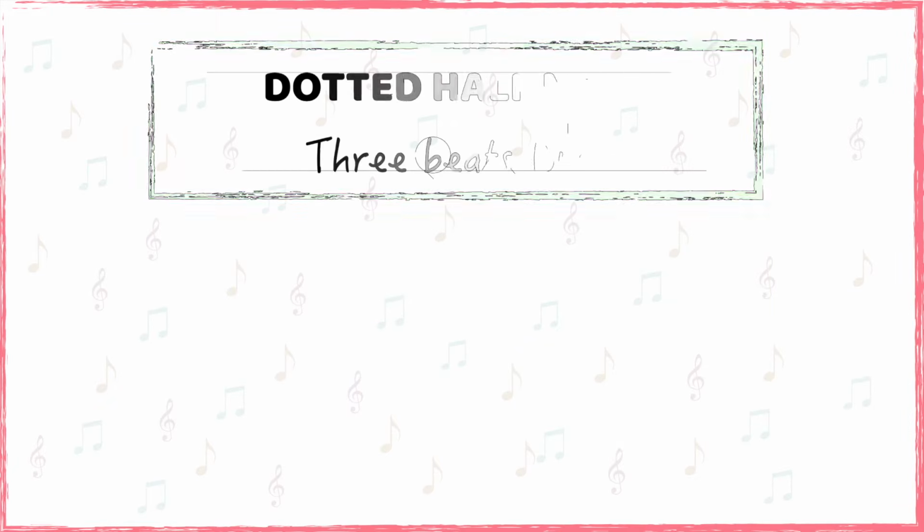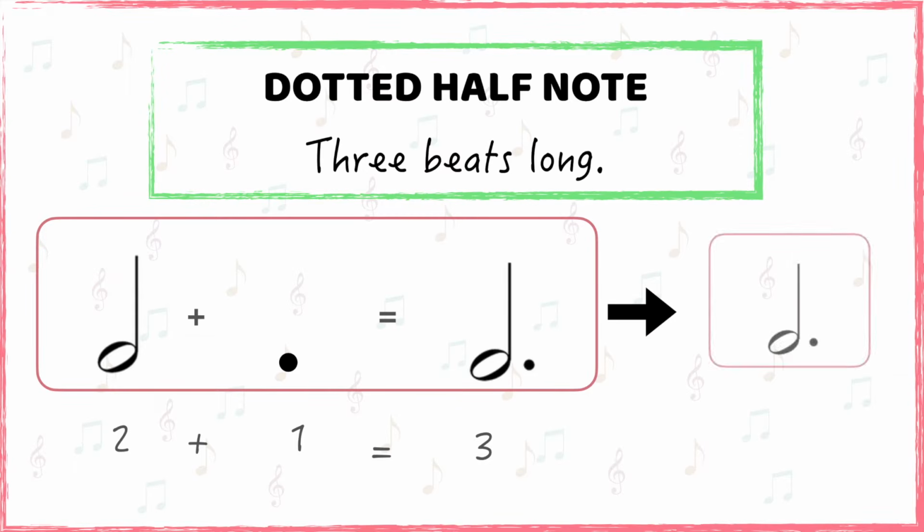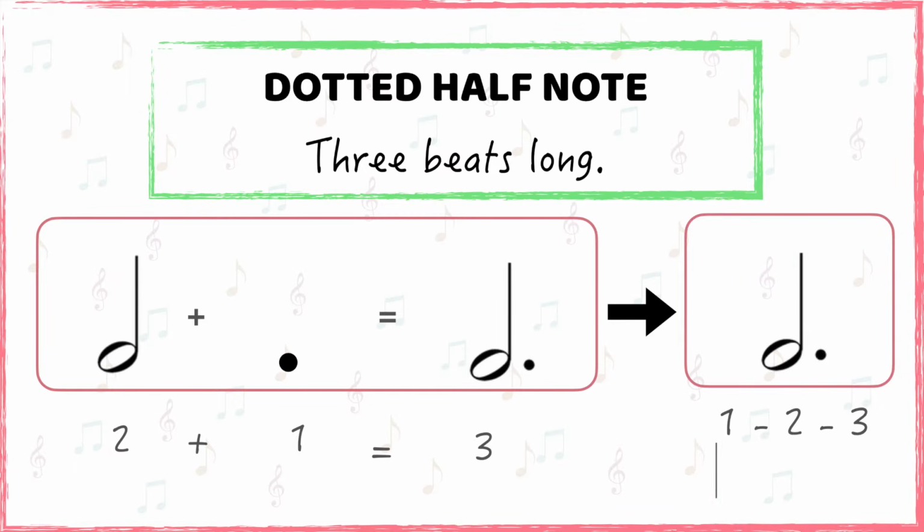A half note is 2 beats long. When we add a dot to a note, we add half of the value of the half note, which is 1 beat. Therefore, a dotted half note will have 3 beats. When counting, we will write in 1-2-3, or 2-3-4 if the dotted half note is placed on the second beat.